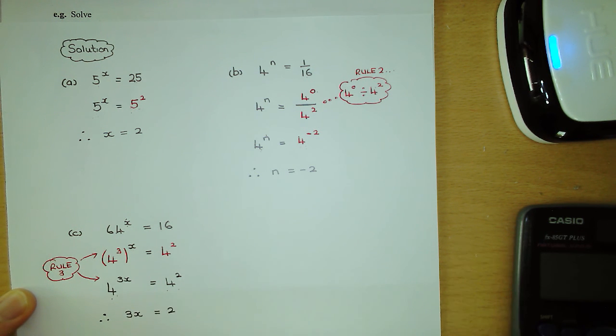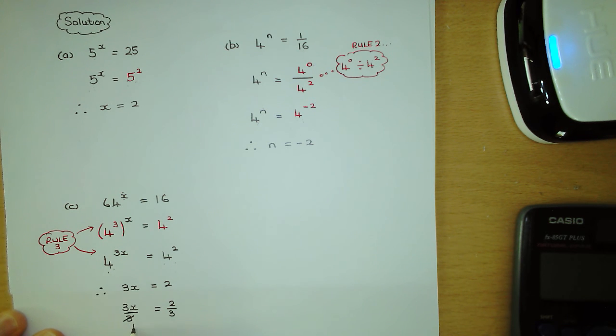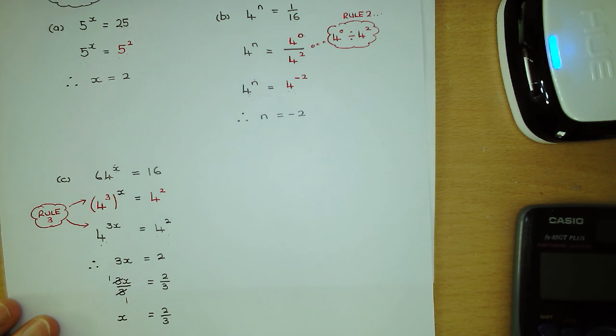But we've a wee bit more work to do this time. We need to divide both sides by the coefficient of x. So we're going to get 3x over 3 is equal to 2 over 3. And then do our cancelling. The 3s cancel. And we're left with x equals 2/3. So that's our answer for part C.